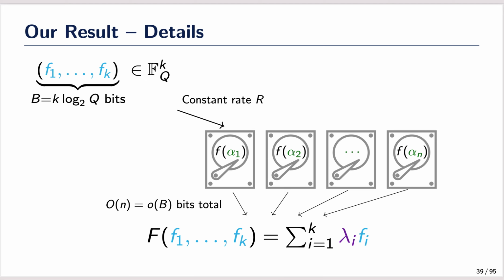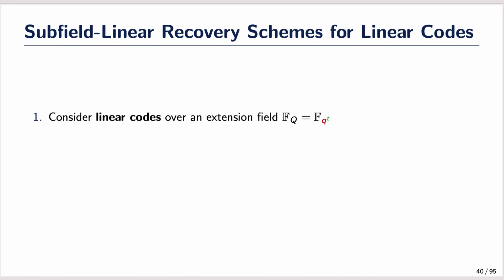And now let's say later we decide on some function, the sum over i of lambda_i times f_i. And we really need to compute this function. So we just have to broadcast that function to all the nodes. And then we can download little o of B bits total and use those bits to recover that function. Great. So the schematic for how this will work is we're going to just focus on linear codes over some extension field. And you can imagine little q is fixed and t is growing, and that's how we grow the field size in the code.